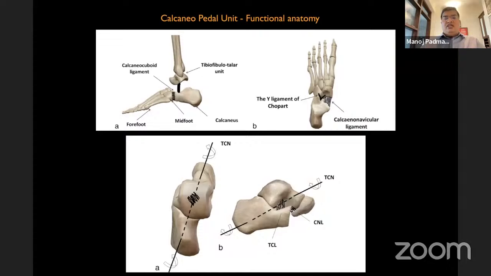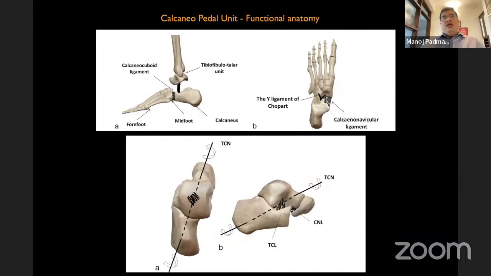And also one needs to understand that this movement, the calcaneopedal movement, does not happen in a coronal or a sagittal plane. It's an oblique axis, which starts from the medial side of the talar head and emerges on the lateral aspect of the calcaneum. So it is not a uniplanar motion. So one does not talk about dorsiflexion, plantar flexion, or adduction, abduction. It's a composite movement which happens in all three dimensions. And that is how the normal foot moves.